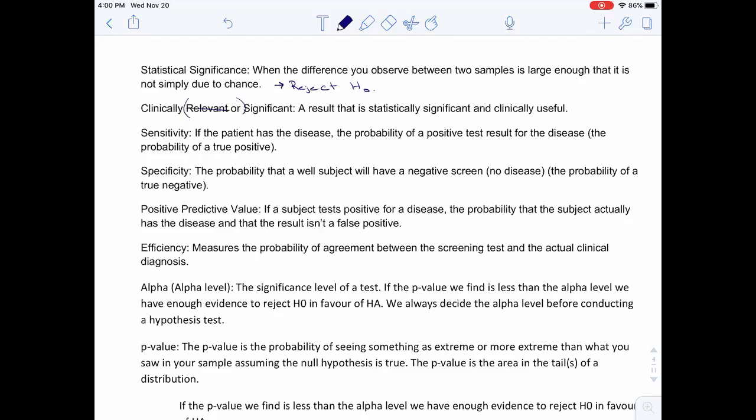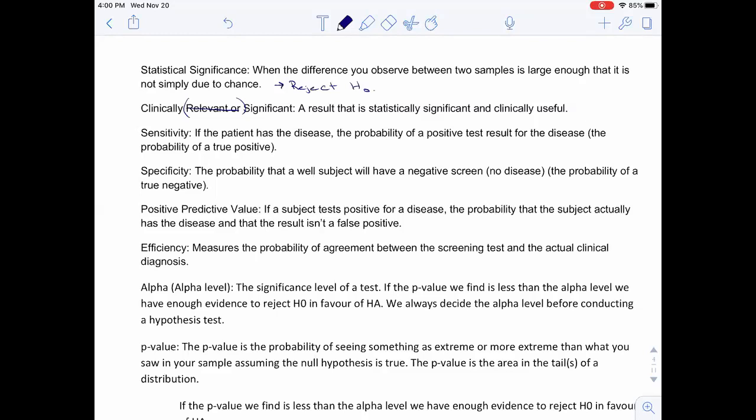Clinically, we've been calling it clinically significant. So in order to be clinically significant, our result has to be statistically significant. There has to be a difference for us to say it's clinical significance, but it also has to be clinically useful. You've seen that on quiz 2, and it's going to come up again. So you have to keep track that in order to be clinically significant, it has to be statistically significant and clinically useful.